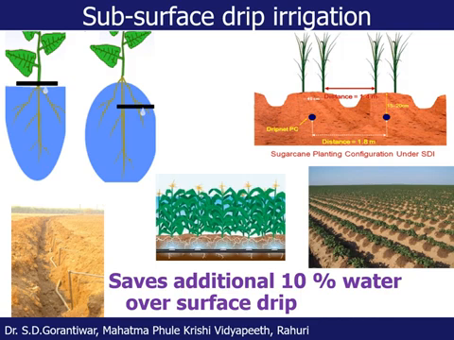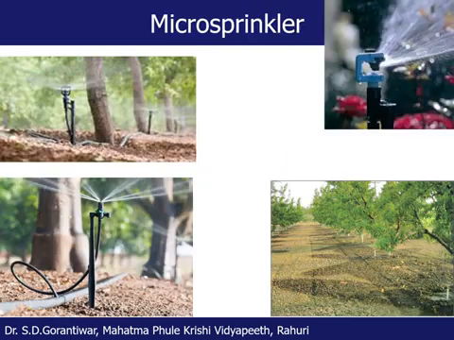We have seen the surface drip. If you see the first picture, in surface drip the lateral is placed on the soil surface, and in case of the subsurface drip it is the same, but the lateral is placed some 10 to 15 centimeter below the soil surface. Because of this it has been observed that there is additional saving of up to 10% because the evaporation rate is reduced.